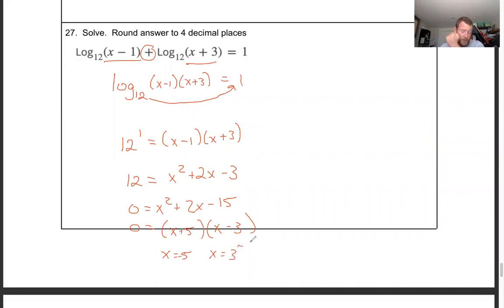Now, are those both correct? Again, you can't have a negative in this parenthesis. So if I plug in negative 5, minus 1 gives me negative 6. Can't do that, so that one's out. Can 3 work? 3 minus 1 is 2, that's positive. 3 plus 3 is 6, that's positive. Your answer is 3.